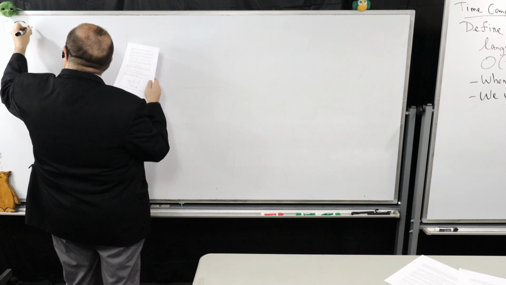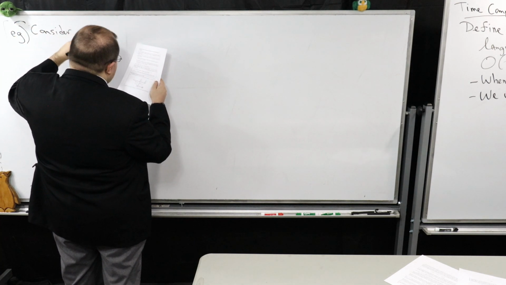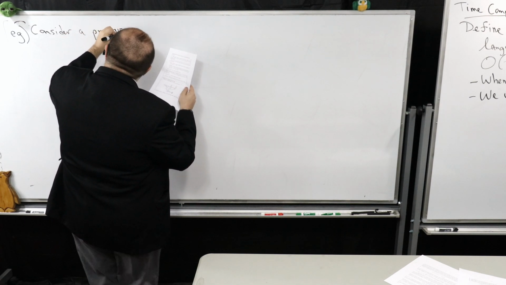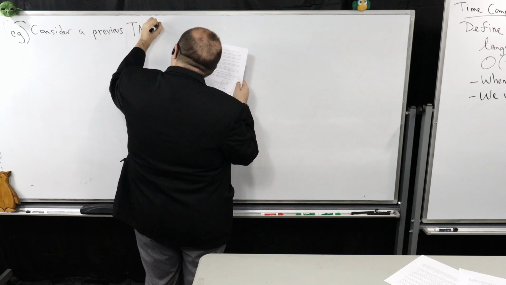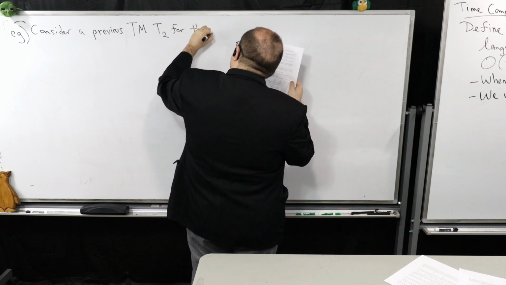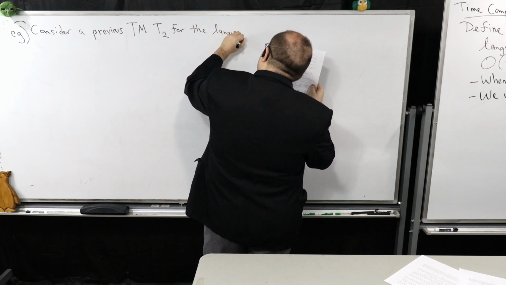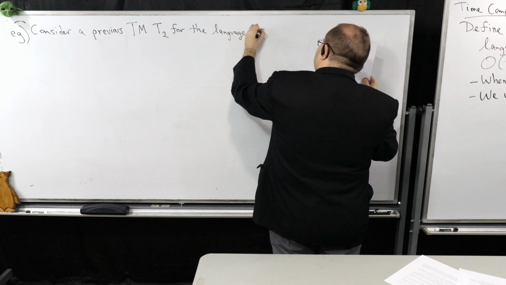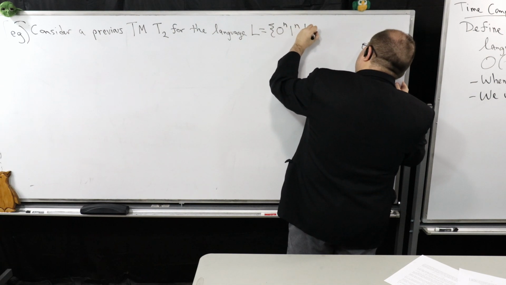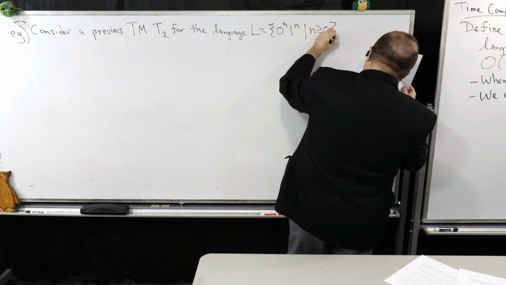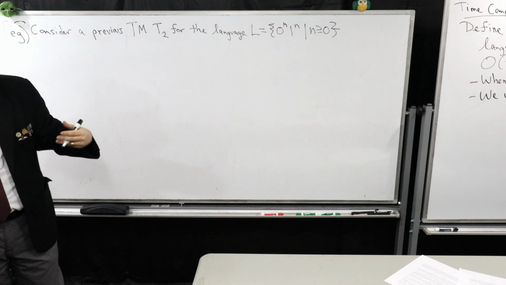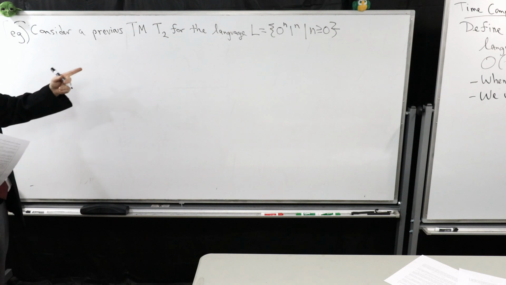So let's do an example. We're going to consider a previous Turing machine. I believe I called it T2, if my memory serves me correctly, for the language L, which is 0 to the n, 1 to the n, such that n is greater than or equal to 0. I believe this is what I had. And I defined and described to you a Turing machine that decides this language.